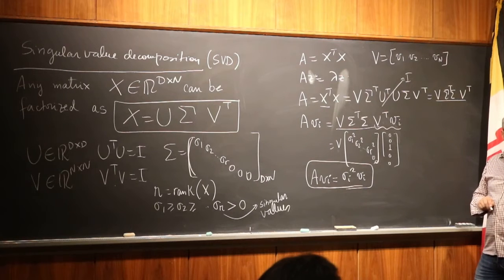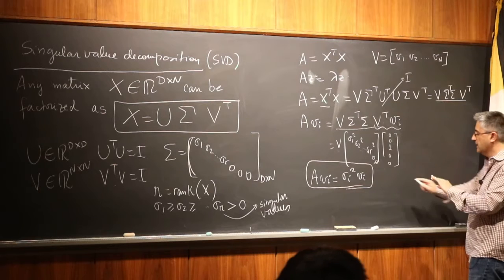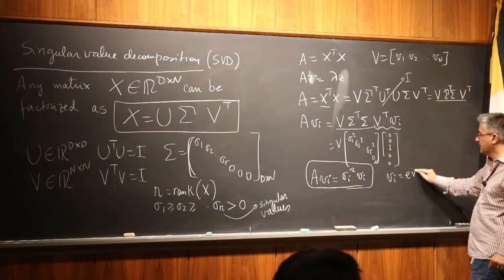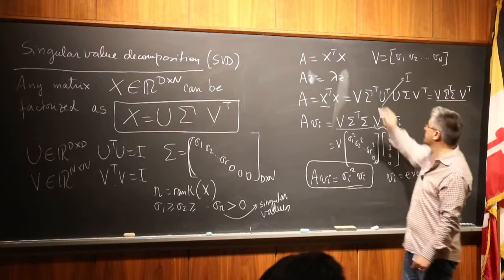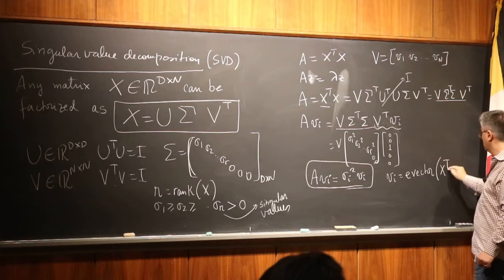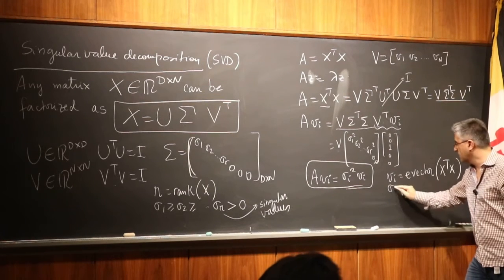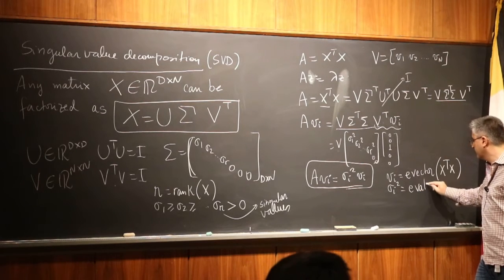Does it look familiar? What is it? Eigenvector of A. So what I've proven is the following: that v_i is an eigenvector of A, but A was X transpose X. And sigma i squared is what? The eigenvalue.